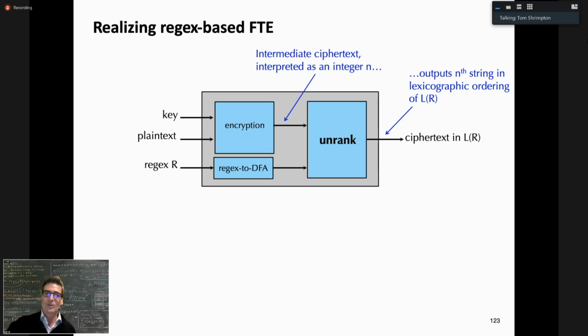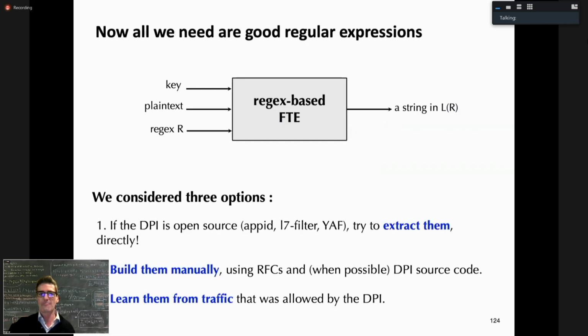So we can take this intermediate ciphertext and interpret this string of random bits as the base 2 representation of an integer. We take the regular expression, we turn it into a DFA, we pass it to unrank, and now the integer that's represented by this random bit string that came out of encryption gets unranked into the language. This is a random bit string, which means we get a random integer, which means we get a random element of the language of the regular expression. This is how you build regular expression-based FTE.